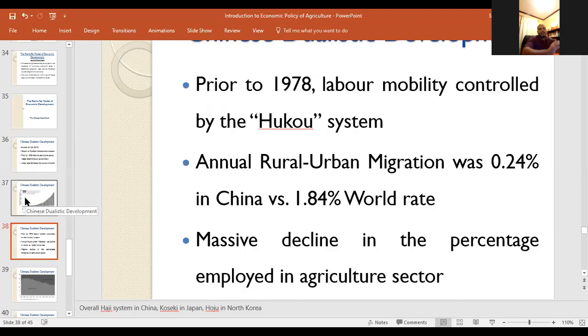Now, prior to 1978, labor mobility was controlled by what is called a hukou system in China. Now, it's not like, for example, in Guyana, where you can simply just pick up and go to another region. Because of the population of China, if you want to move to another region, you actually have to receive a license to move, or a permit to move to that other area or that other district or region. Now, what that does is that it affects the migration rate. In China, for example, you can see that the rural-urban migration rate was 0.24%, as against the world rate, which was about 1.84%.